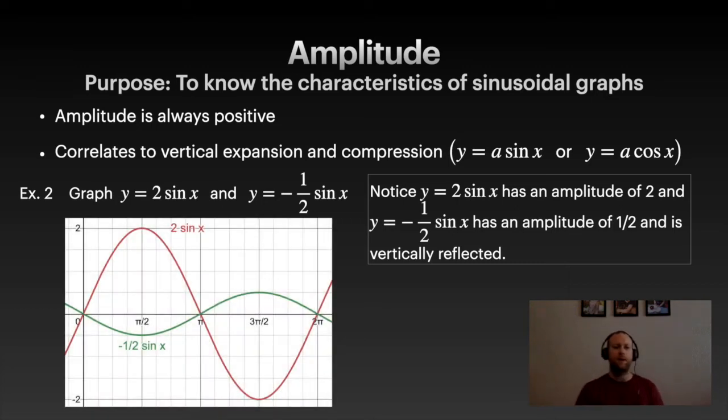These are my two graphs. The red line is 2 sine x. You can see here that my amplitude from my x-axis is 2, the difference between those. The green line is my negative a half times sine x. Negative, meaning the vertical reflection. Notice we're not going from the midpoint up, we're going from the midpoint down. That represents your vertical reflection. And you can see the amplitude is a half. So the minimum is negative a half, the maximum is a half. So that's what that looks like.